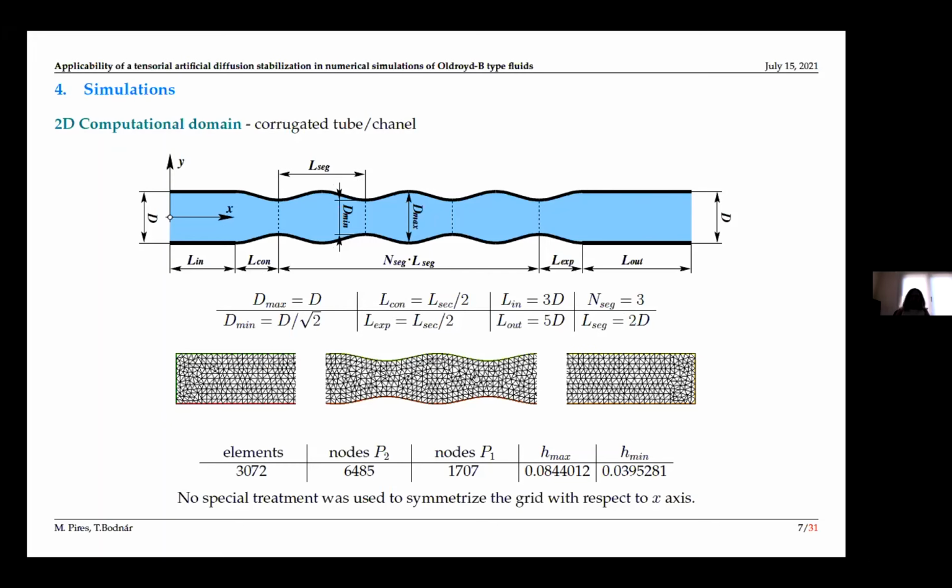We can see here some part of the mesh with the number of elements and nodes P1, P2, and also the diameter of the elements, the maximum and the minimum of the elements used. No special treatment was used to symmetrize the grid with respect to the axis. The model and the algorithm were implemented using FreeFEM++.